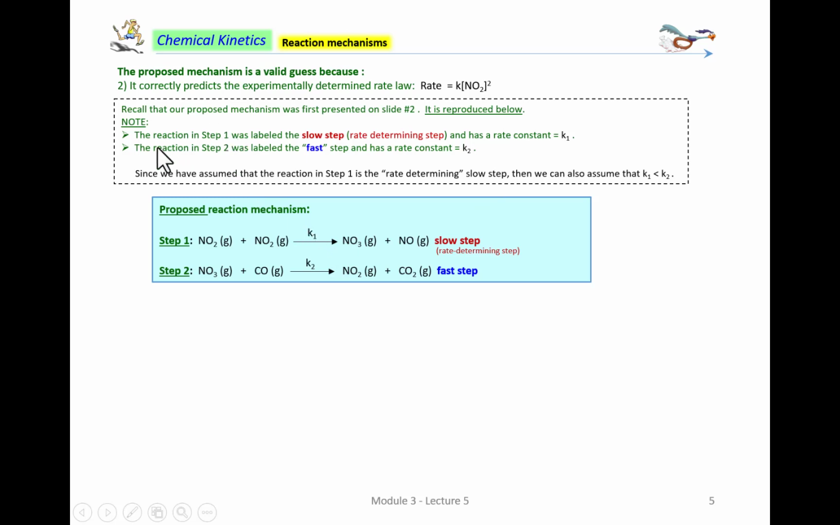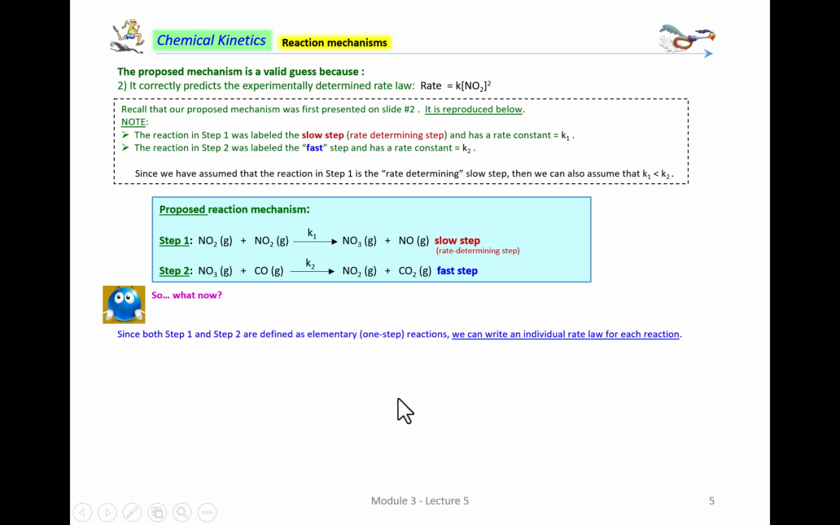You've seen this before in a previous lecture. And the reaction in step 2, which we labeled the fast step, has a rate constant of K2 for reaction 2. And since we have assumed that the reaction in step 1 is the rate determining slow step, we can also assume that the rate constant for step 1, K1, is going to be less than the rate constant for step 2, K2. Okay, so what now?